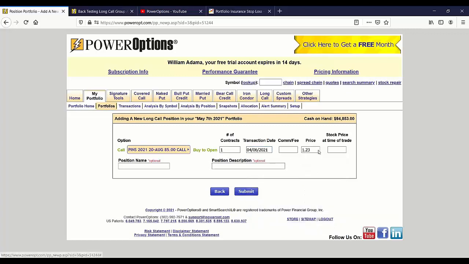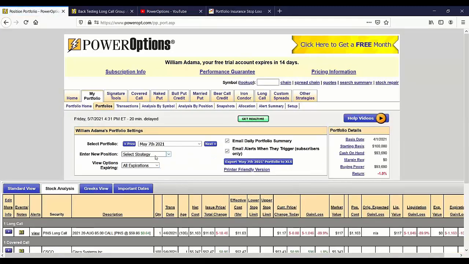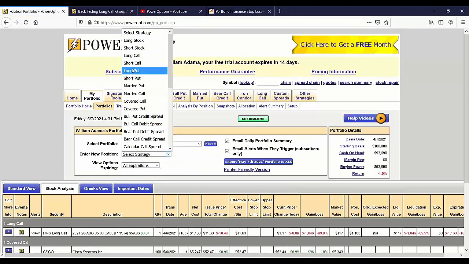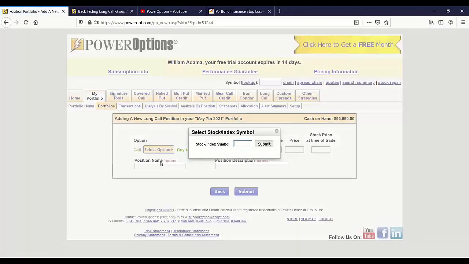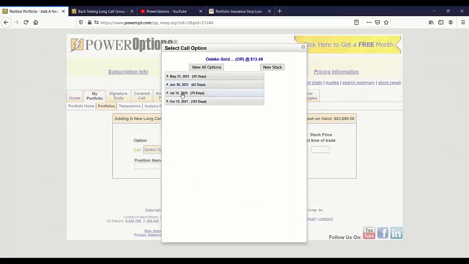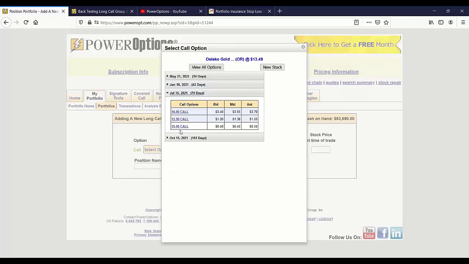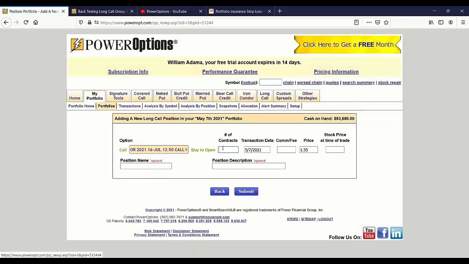I said the 6th. Great. My original price was $11.63. Okay. Now, real quick, let's enter our other long call as well for OR. And that was the 12.5 strike for July, my apologies. 12.5 for July. And that was bought at 80 cents.